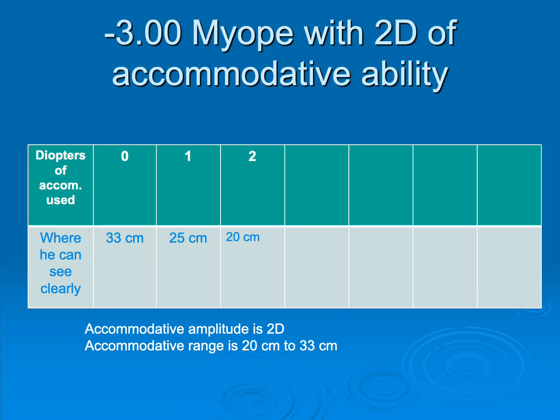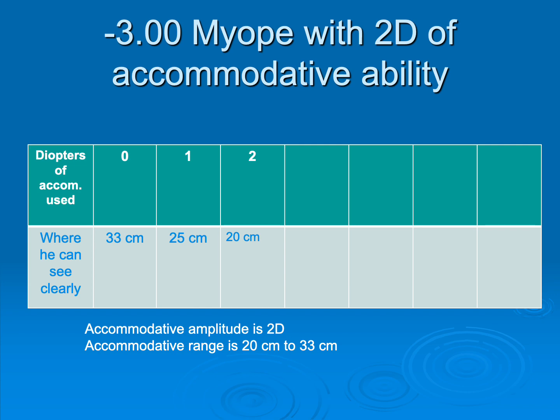So if I have a -3 myope and they have 2 diopters of accommodative ability, when they kick nothing in at all, they're just sitting on the couch doing nothing, they can see as close as 33 centimeters. But they still have 2 in the bank that they haven't used yet. It's like having a trust fund, I guess.